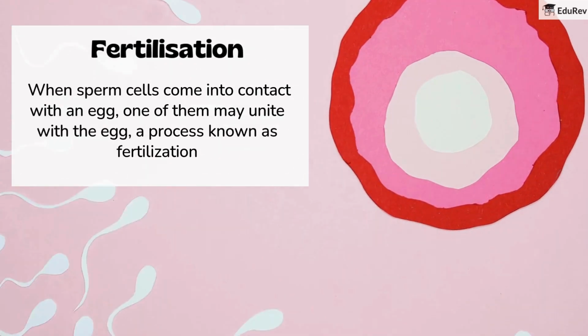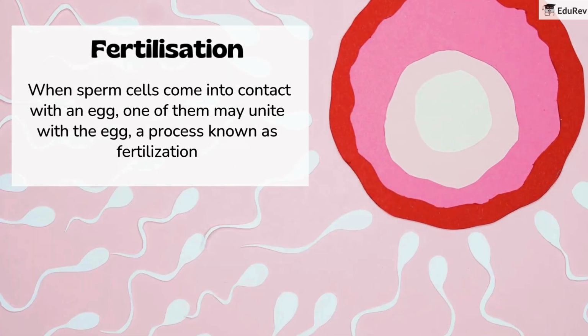Now, when sperm cells come into contact with an egg, one of them may unite with the egg, a process known as fertilization. This is the very beginning of becoming a baby.